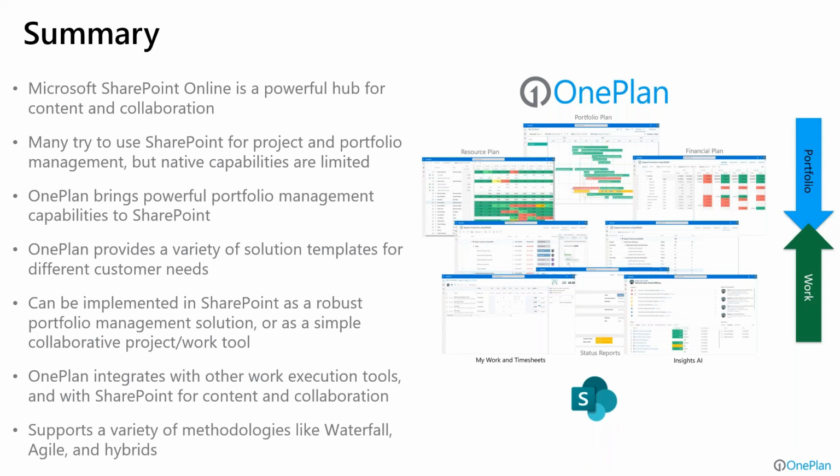You can choose to leverage the capabilities that make sense for you if you don't want to use everything that you saw here today. OnePlan also integrates with other work execution tools, even though it has its own planning tools, as Paul showed you. It integrates with other work management tools as well as with SharePoint for content and collaboration, documents, etc. It also helps you support a variety of methodologies like waterfall, agile, and hybrids that are often not easy to do in a native SharePoint environment.